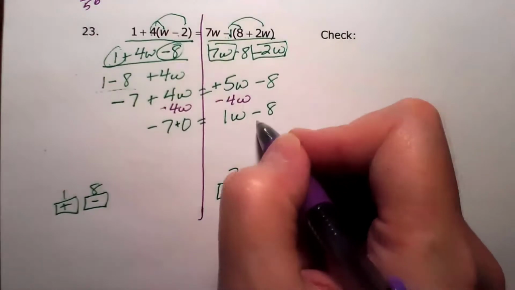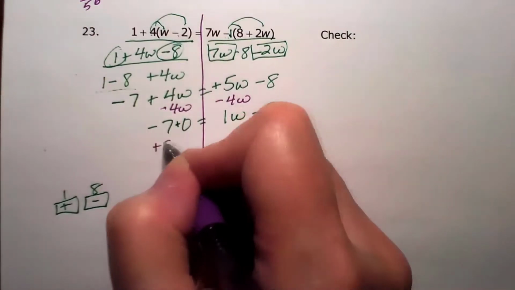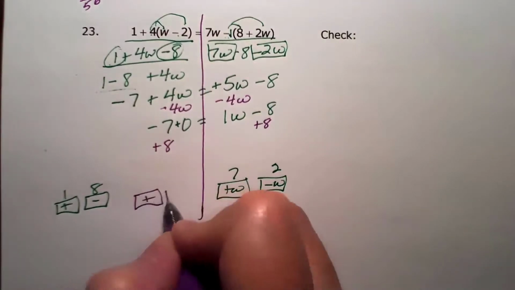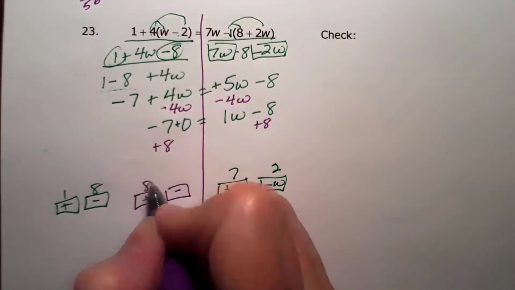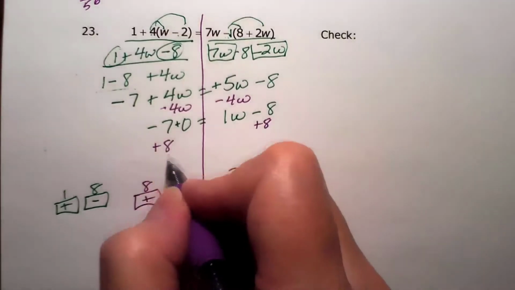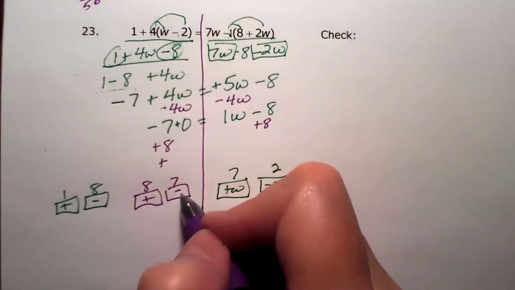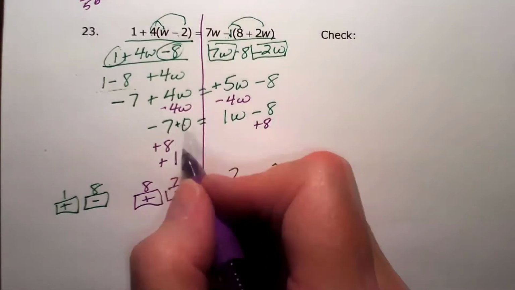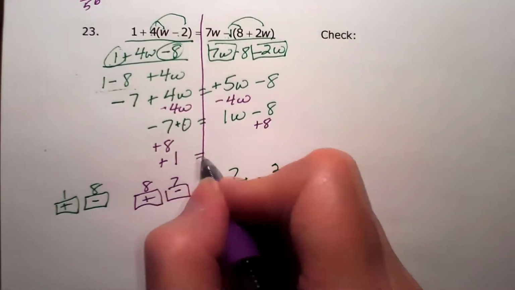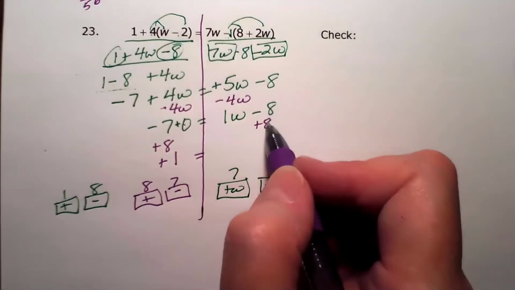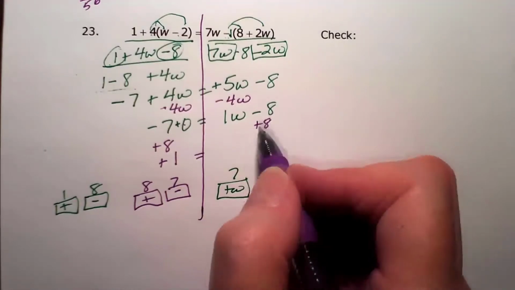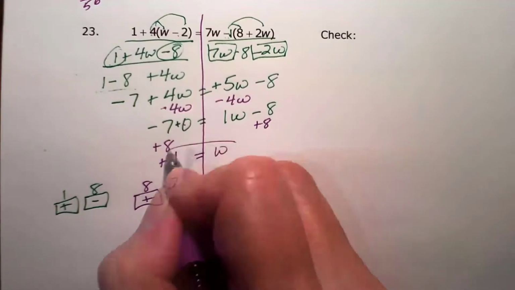So if I add 8 to both sides, I end up over here with bigger box is positive. And how many more are in this box than that box? 1 more. I'm not going to add the 0 because 1 plus 0 is just going to be 1. And here, negative 8 and positive 8 cancel each other out. So I have w equals 1.